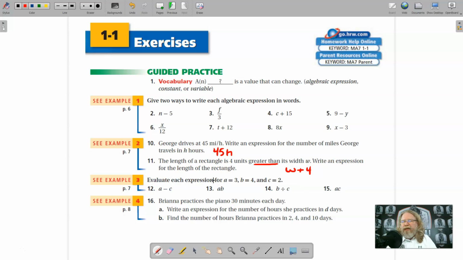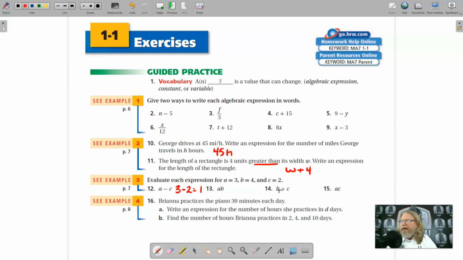Let's do 12 and 14. We'll do those. So we are going to evaluate each expression. Remember, to evaluate an algebraic expression, we must first substitute the values for the variables. Then we will go ahead and simplify the expression. So a minus c, well, a is 3, minus, and c in this case is 2. So 3 minus 2 is 1.